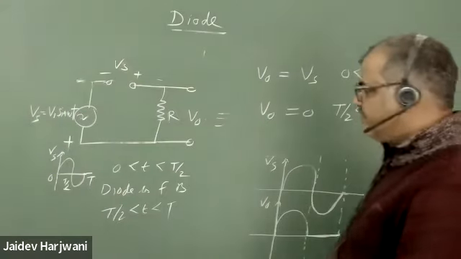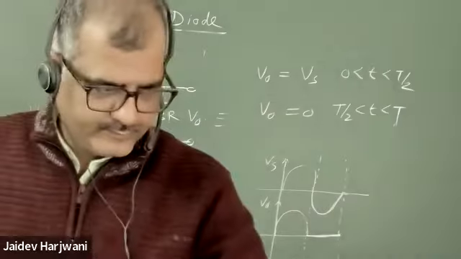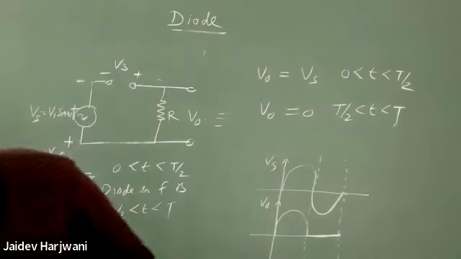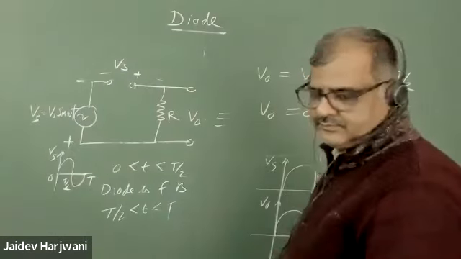Now let me give one more example. Sir, there is no closed loop now, so how in that case will that Vs come completely?